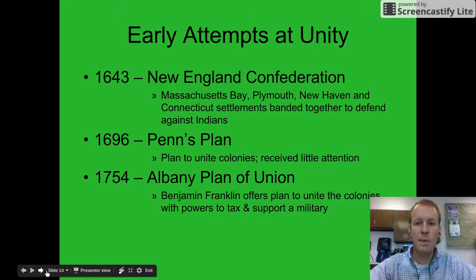So we have some early attempts at unity among the colonists. First of all, in 1643, we have the New England Confederation. The colonies are listed. They banded together in a sort of military alliance in order to defend themselves against the Indians. In 1693, William Penn created a plan to unite the colonies. It was somewhat substantive, but it received little attention. Many years later, in 1754, we have the Albany Plan of Union, put forth by Benjamin Franklin. This was a plan to unite the colonies with powers to levy a tax and to support a military.